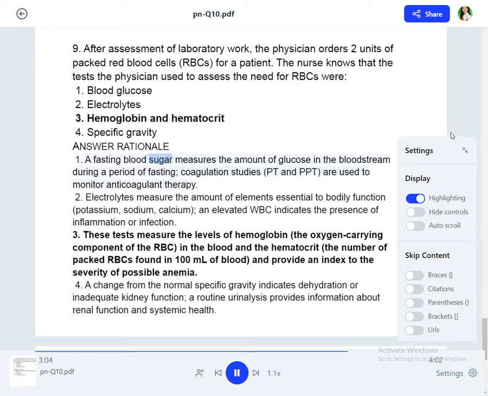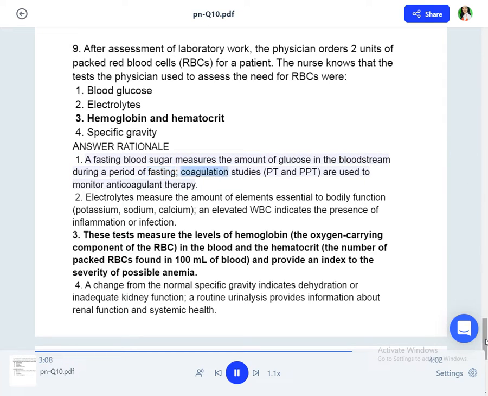A fasting blood sugar measures the amount of glucose in the bloodstream during a period of fasting. Coagulation studies, PT and PTT, are used to monitor anticoagulant therapy. 2. Electrolytes measure the amount of elements essential to bodily function: potassium, sodium, calcium. An elevated WBC indicates the presence of inflammation or infection.